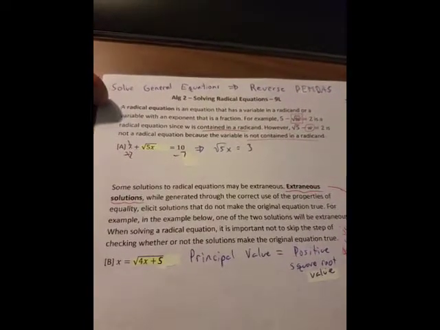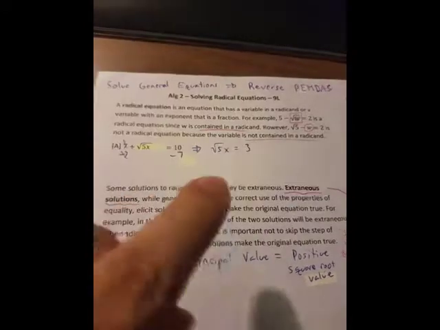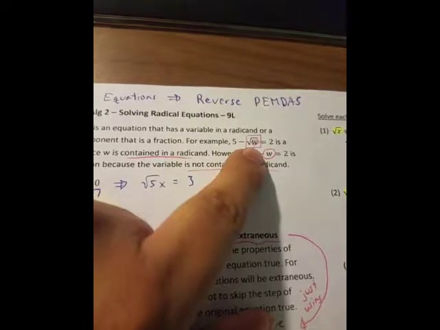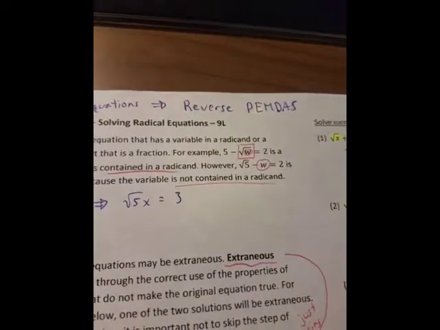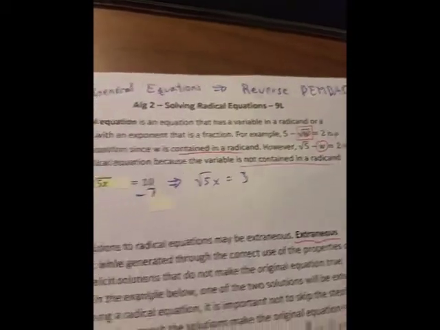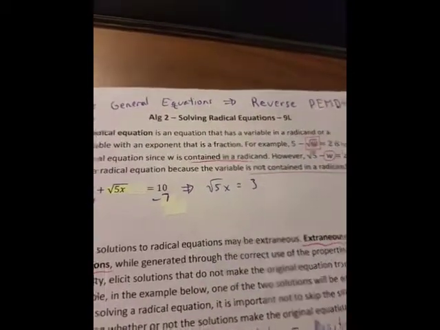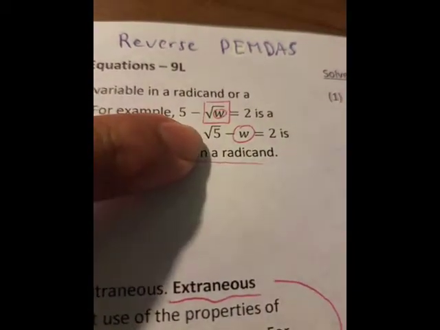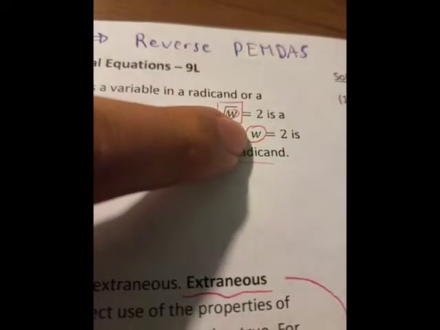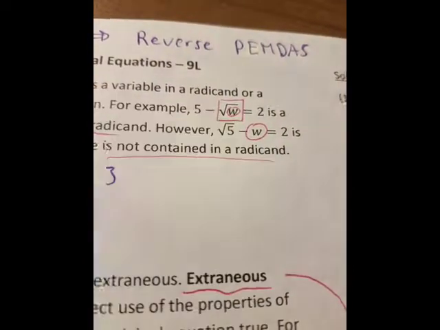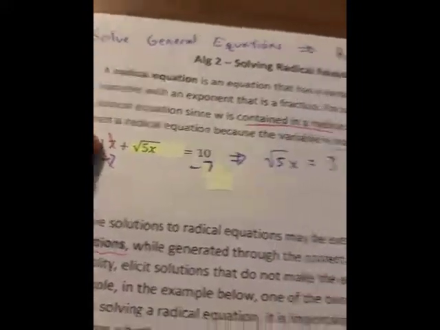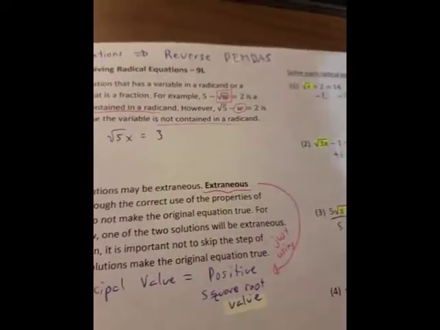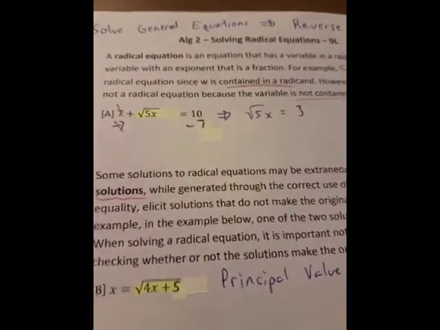A radical equation is an equation that has a variable in the radicand. Like this, notice the w, the variable, is inside the radical symbol. When you have that, you have yourself a radical equation. The other one at the bottom has the radical with the 5, but then the w by itself, no radical. So that's not a radical equation because the variable is not contained within the radicand, which is another word for what we call the radical.